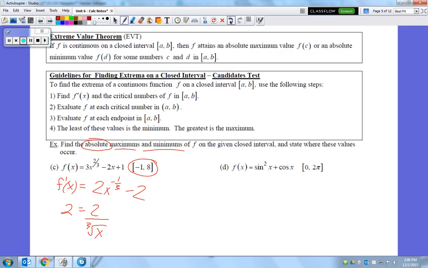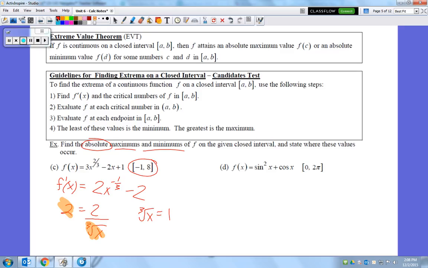X to the -1/3 is like moving it downstairs and saying x to the +1/3. Well, x to the +1/3 is the third root of x. Here it's easier to see. If I flip-flop these, it's going to help me solve for x. I'm helping you with algebra manipulation by hand of what you'll be seeing soon. So the cube root of x is equal to, what's 2 over 2? 1.